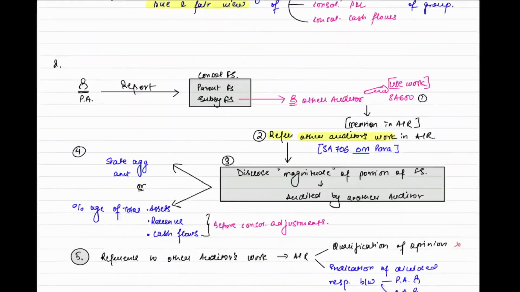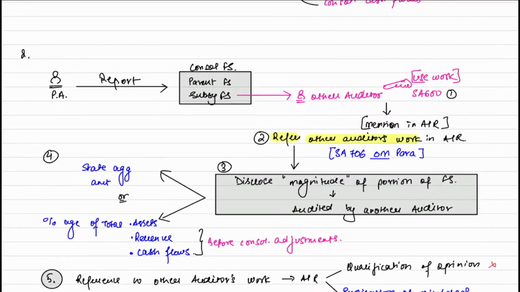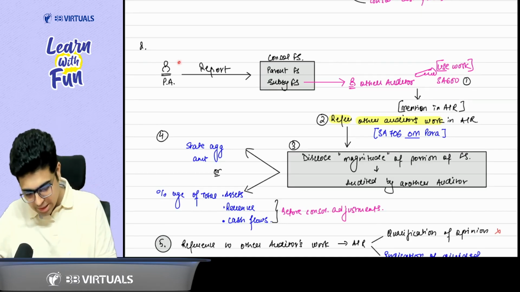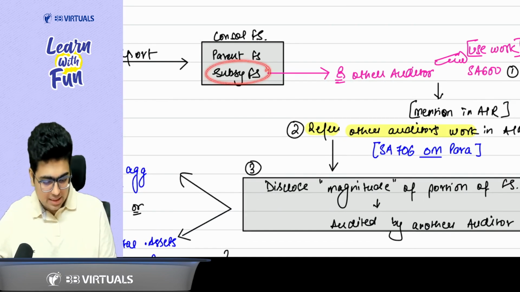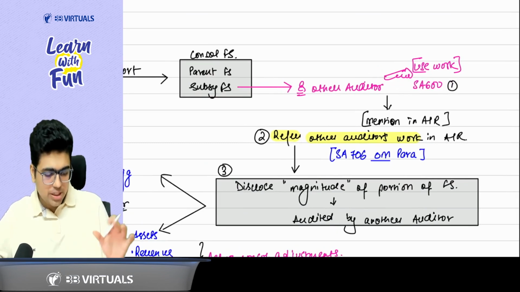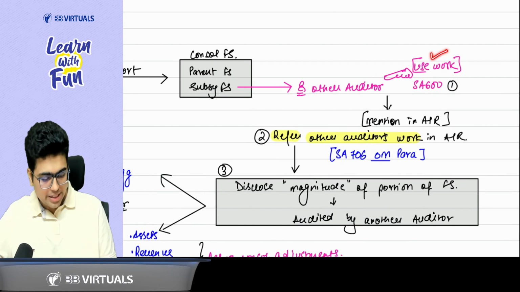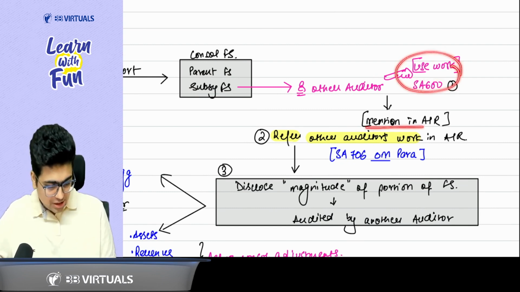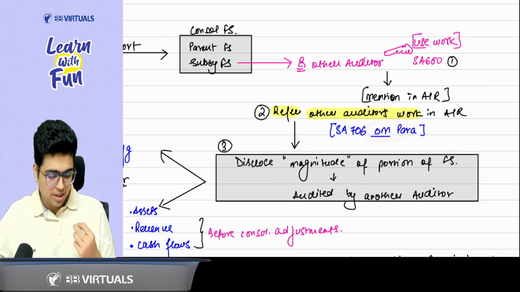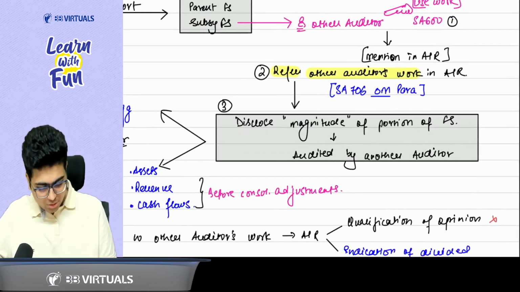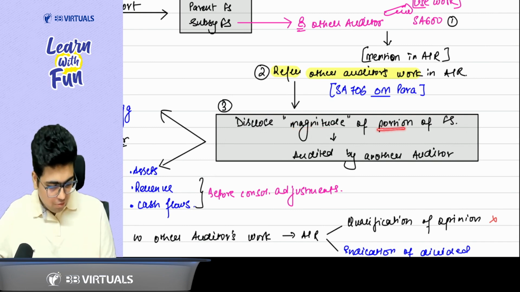Now let's move to the second part. Second part talks about which case? Principal auditor is reporting on the consolidated financial statements where a component is audited by another auditor. Whenever a component is audited by another auditor, you will use the work of the other auditor as per SA 600. This is the first point. Now when you are using the work, you need to refer to the other auditor's work in the audit report as per SA 706. You need to give an other matter para. When you are giving a reference, you need to disclose the magnitude, that means the amount or portion of the financial statements which are audited by the other auditor.